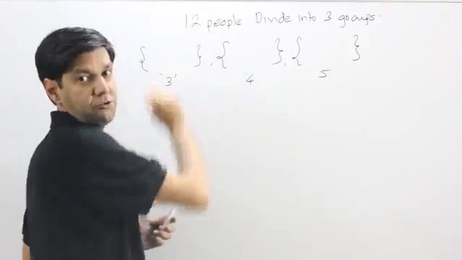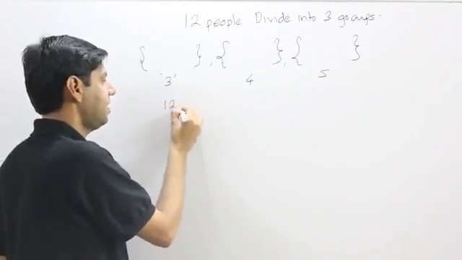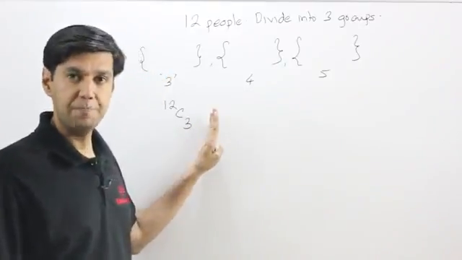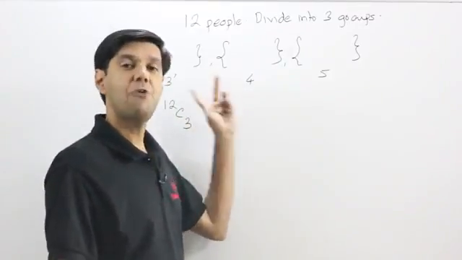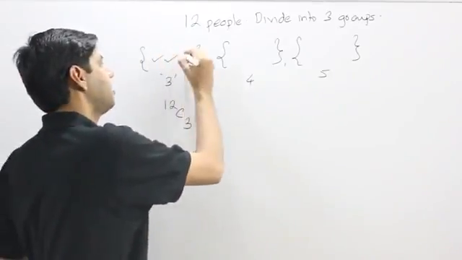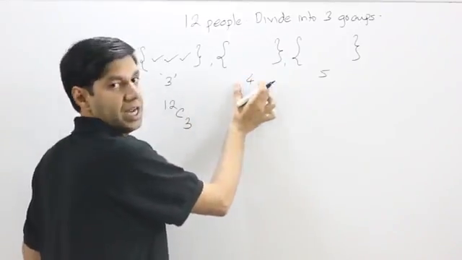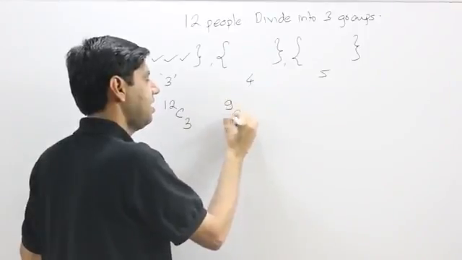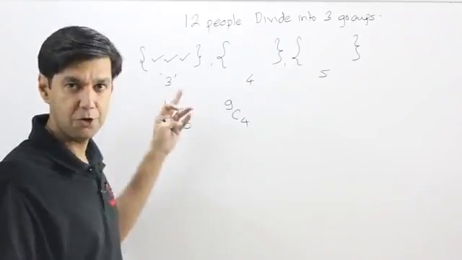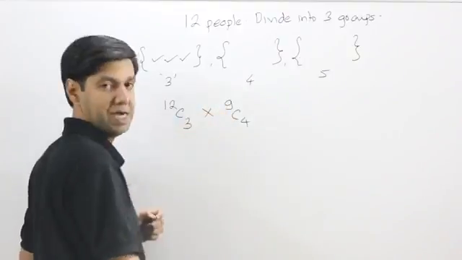If the question was just, out of 12 people, form a group of 3 people, it would be 12C3 ways. But the question does not stop here. Having formed this, we have to go ahead and form another group of 4 people. 3 of them have been selected for the first group, so we are left with 9 people. Out of the 9 people, we select the group of 4, which could be done in 9C4 ways. For each of the previous ways of forming a group, there are further 9C4 ways of forming the second group. So obviously we would be multiplying.